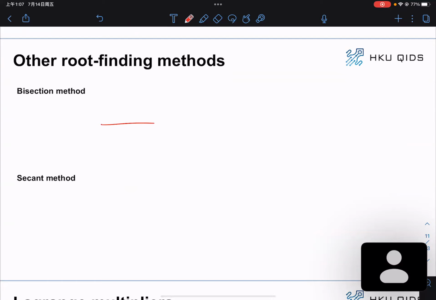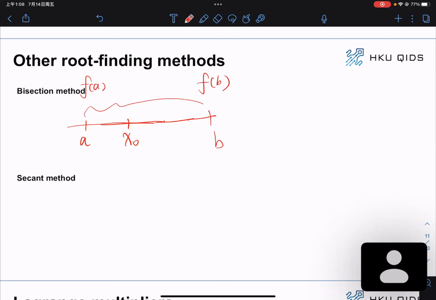So basically, let's define x0 as the true root, okay? So we may start from something on the left, let's say a, and we pick another number, starting from a range, from A to B. So we first test f(a) and f(b), right? And then we are going to try f((a+b)/2), the middle point. Okay.